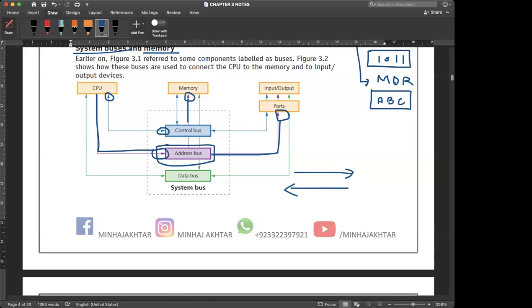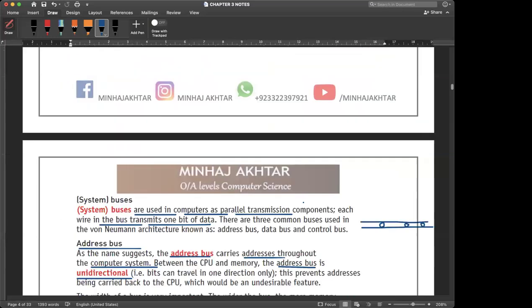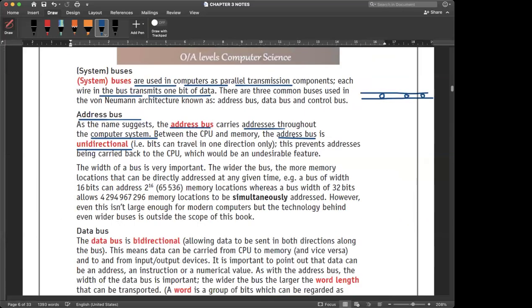Okay. So did you get the idea of unidirectional? Yes. So bits can travel only in one direction. So this prevents addresses being carried back to the CPU, which would be an undesirable feature. Yes, we don't want addresses back to the CPU. Why? There's no point to sending the addresses back because we're sending the data with the addresses. So definitely the address bus is always there to carry the addresses to the different parts of the CPU.